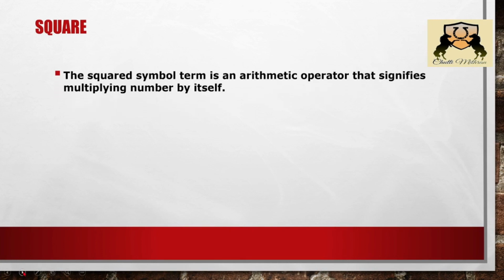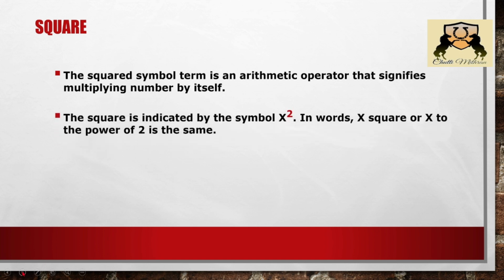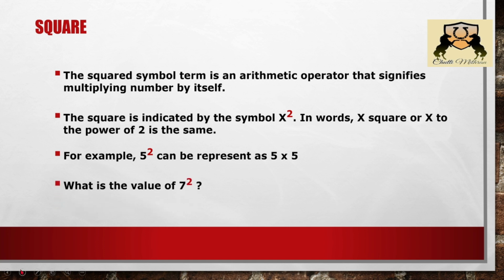The squared symbol is an arithmetic operator that signifies multiplying a number by itself. The square is indicated by the symbol x². In words, x squared or x to the power of 2 is the same. For example, 5 squared can be represented as 5 multiplied by 5. What is the value of 7 squared? Well, 7 squared can be represented as 7 multiplied by 7, which is equal to 49.